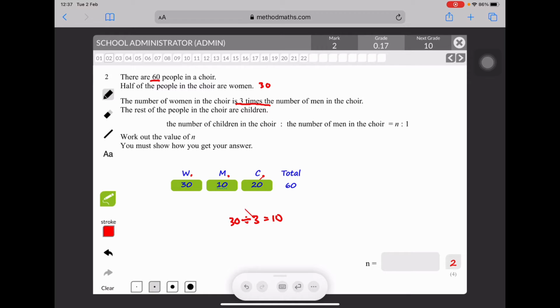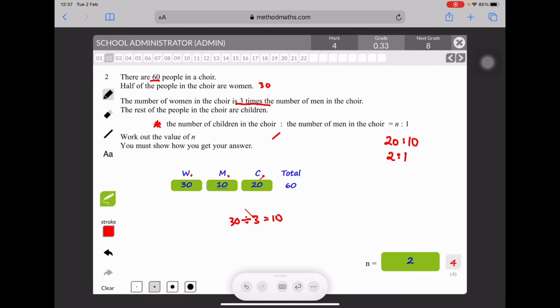Then here there's a ratio, which is the number of children to the number of men is represented by the ratio n to 1. So the ratio is 20 to 10. If you simplify this ratio, we get 2 to 1. And so our answer is 2. As you can see, I have 4 marks for this question.